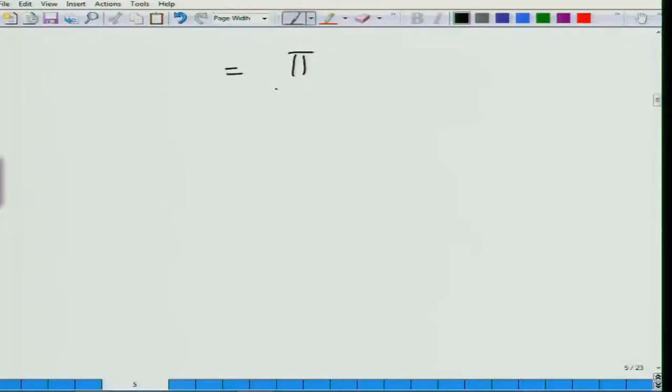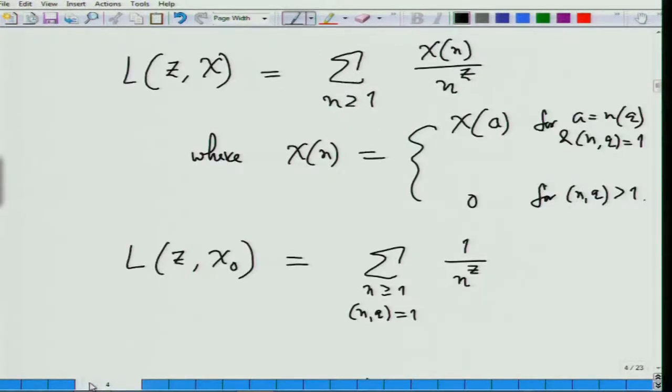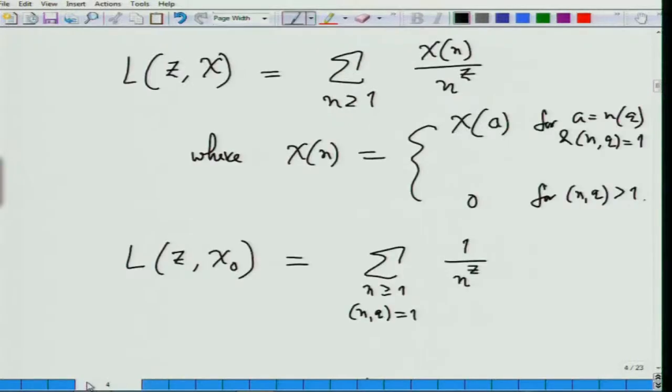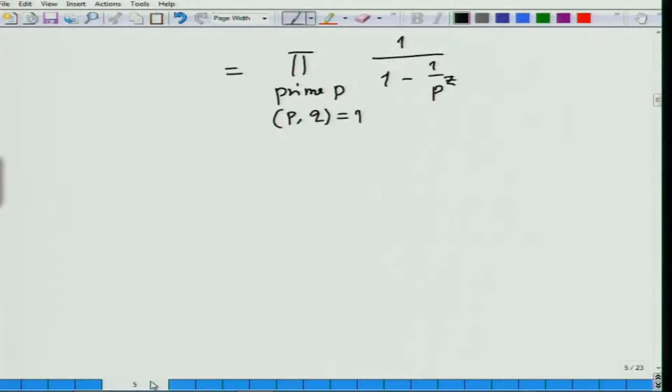Each of the prime factors p, q is 1 over 1 minus 1 by p to the z. So, although it is a little more complicated than the zeta function, it still has that same multiplicative expression. And that is really one of the key points of studying the zeta function.